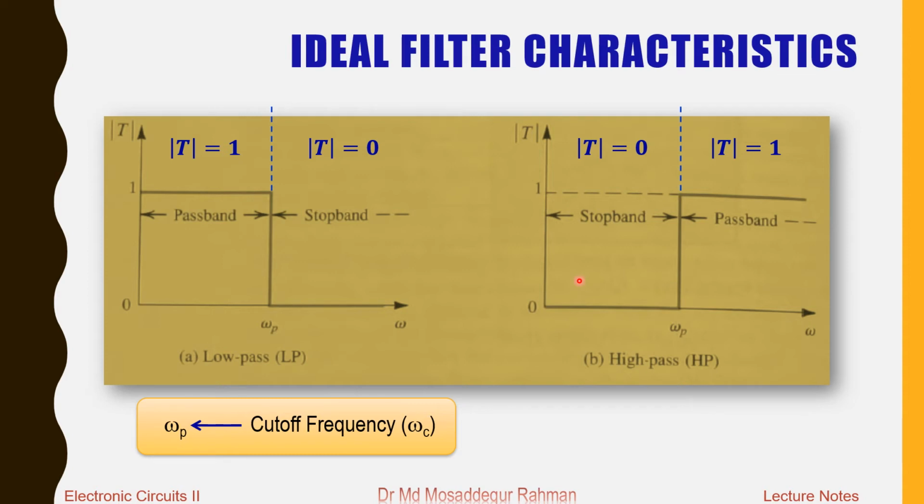So this should be the characteristics for the low pass and the high pass filters, just the opposite to each other. Low pass will have 100% transmission, or the pass band, at low frequency from 0 to omega p, and for the high pass we will have the pass band beyond omega p, 100% transmission, and below that the transmission will be 0. And omega p here is same as the cutoff frequency, which is denoted as omega c.